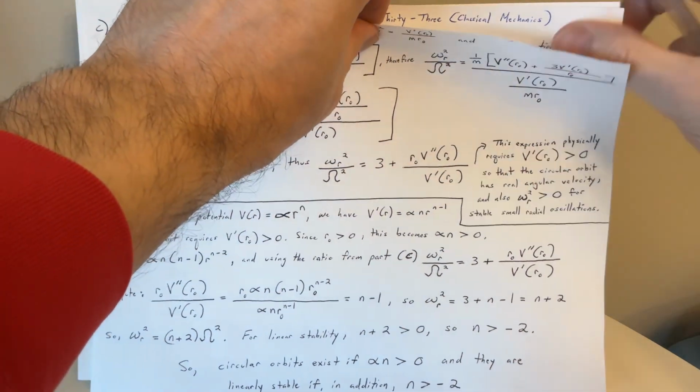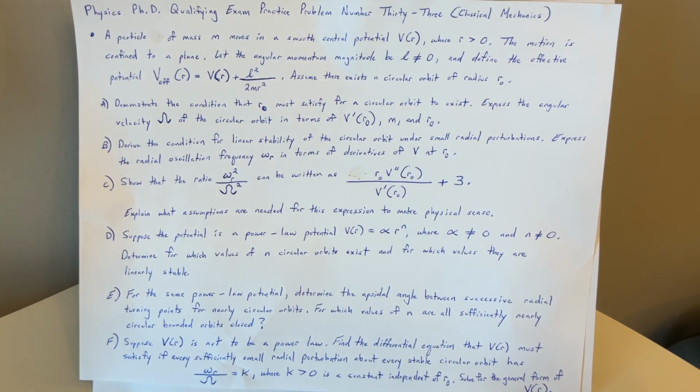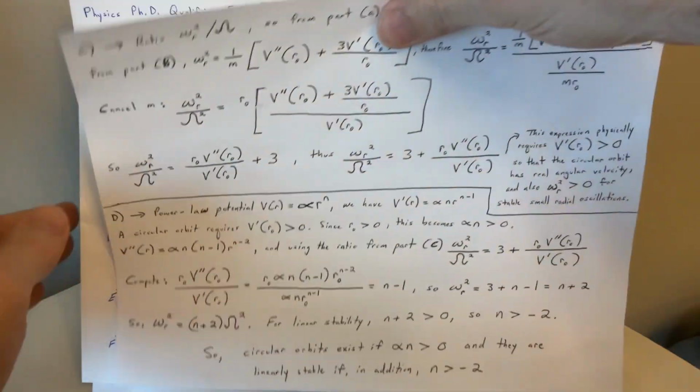And just going back here, part D. Part D, suppose the potential is a power law potential, V of r equals alpha r to the n, where alpha does not equal 0 and n does not equal 0. Determine for which values of n circular orbits exist and for which values they are linearly stable. Okay, so going back to this.